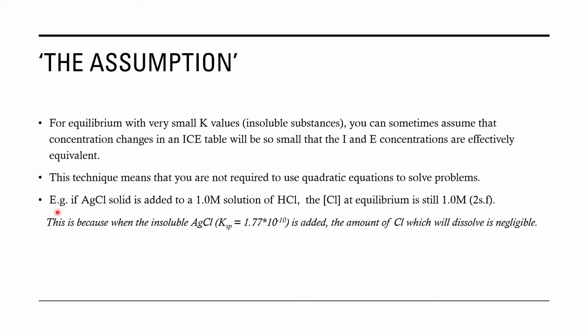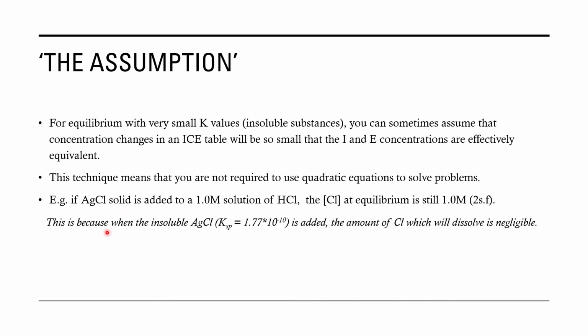So, for example, if I had silver chloride solid and put it in a solution of 1 molar hydrochloric acid, the chloride concentration at equilibrium will be 1 molar at the beginning and 1 molar after we put the silver chloride into the solution, at least accurate to two significant figures. Technically, there will be some more chloride that dissolves into the solution from this silver chloride, but the amount that dissolves is not much at all.